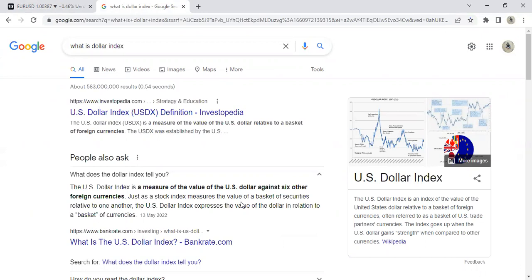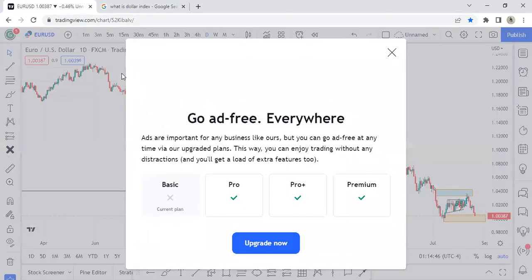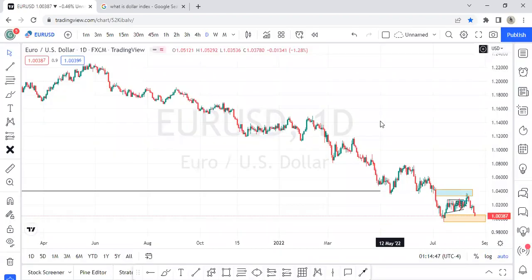Now, what is the relevance of the dollar index? The dollar index is like measuring the strength of the dollar against every other currency that exists. You know that we have the major pairs such as the GU, the EU, the UJ, the AU, the USDCHF, and all of that. Now we are trying to understand how we can apply the dollar index to our trading. The dollar index is basically the relative strength of the dollar against other pairs.